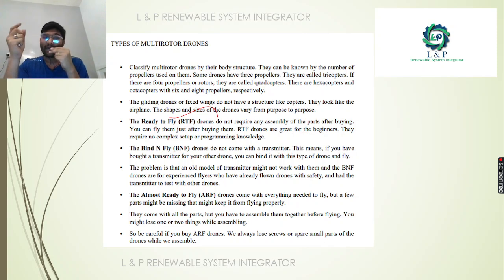Next is the bind and fly model, which comes with a transmitter. If you have very good knowledge, try the bind and fly, because technology is evolving every day. If you have an old transmitter and old program and you purchase something very new in technology, sometimes compatibility issues might occur. Next is the almost ready to fly. This drone comes with everything needed to fly, but a few parts might be missing that help in flying properly. So always try to go with the ready to fly, or if you want to assemble on your own, you can go with the almost ready to fly also.